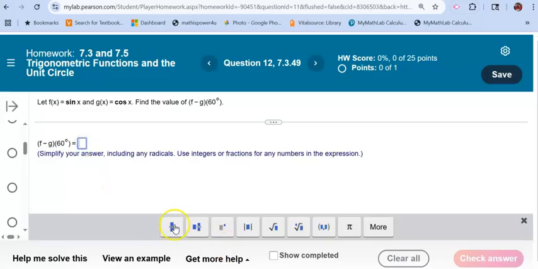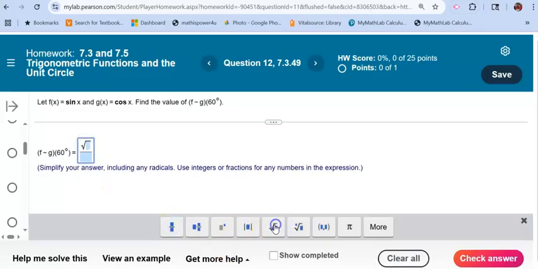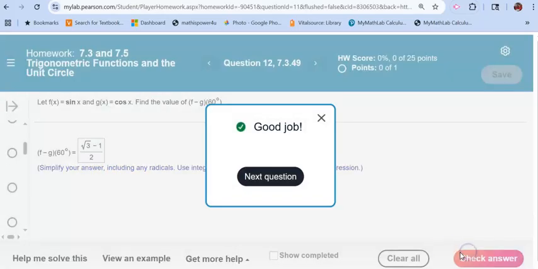To enter that, I'm going to do the fraction bar. There's the square root of 3. Now come out of the square root, but stay in the numerator, minus 1, and then go down to the denominator and put the 2. That's how you have to put that in to make sure you get it in the right order.